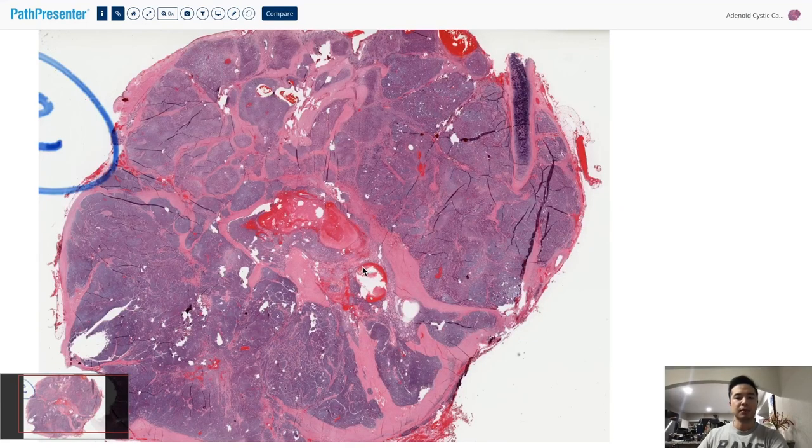Thank you to Path Presenter for this slide of adenoid cystic carcinoma. So on this from low power, I see a well-rounded, very cellular entity surrounded by fibrous septae. These nests of cells surrounded by fibrous septae, there's a little bit of blood as well.